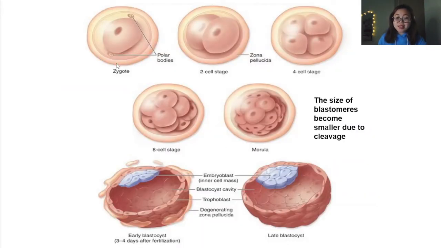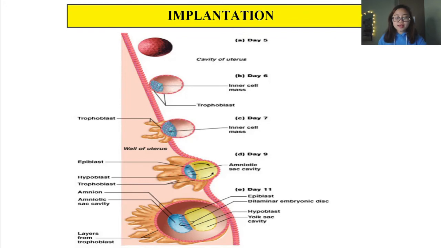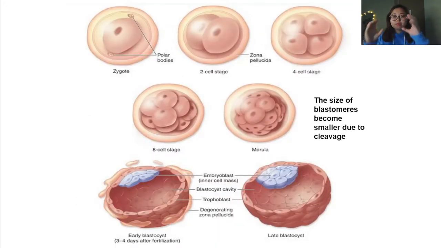So once again, this is a diagram showing how you go from zygote, 2-cell, 4-cell, 8-cell, morula, early blastocyst, and late blastocyst. Early blastocyst, itu zona pellucida, baru mau tanggal-tanggal. Late blastocyst, tertanggal sudah itu zona pellucida. The size of the blastomeres will become smaller due to cleavage. Namanya cleavage sebab dia merujuk kepada cleavage furrow yang balik-balik terbentuk pada setiap stage mitosis dan cytokinesis.